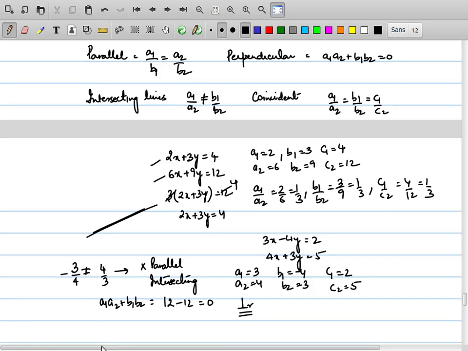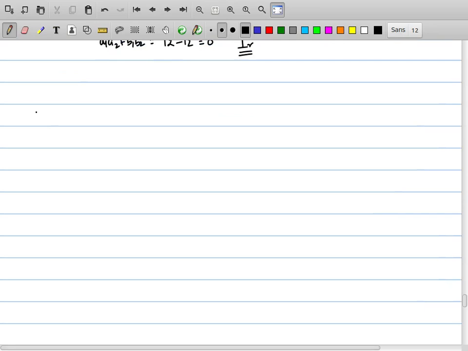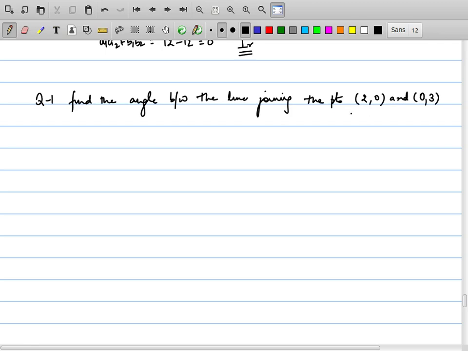Now let's take a few examples on this. Let's take the first question. Find the angle between the line joining the points 2, 0 and 0, 3 and the line x plus y equals to 1.